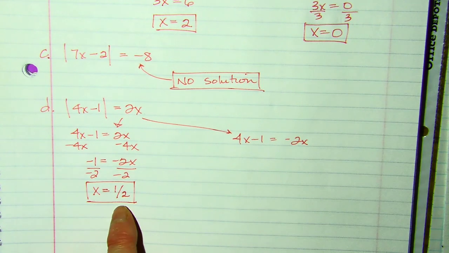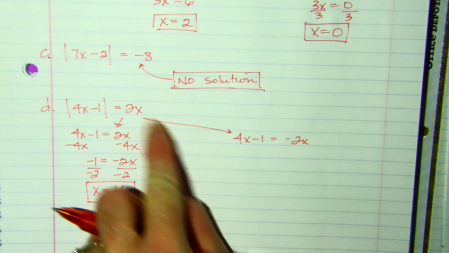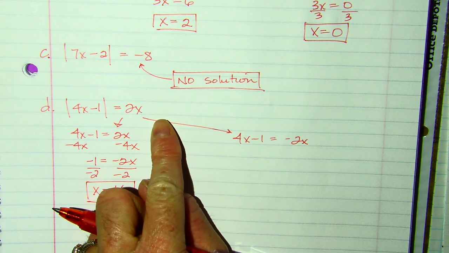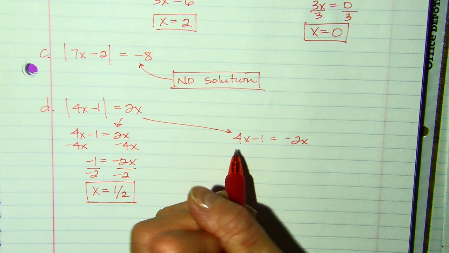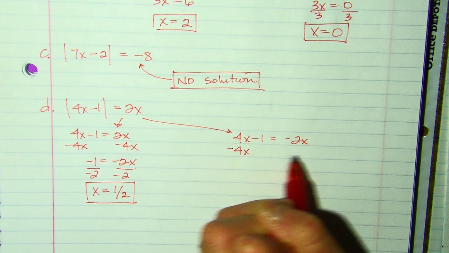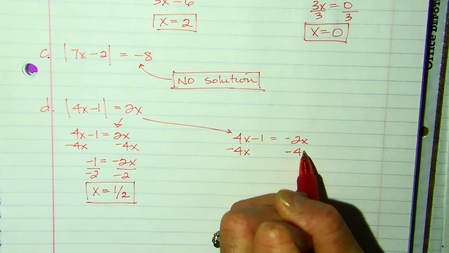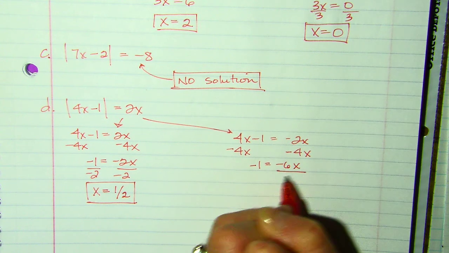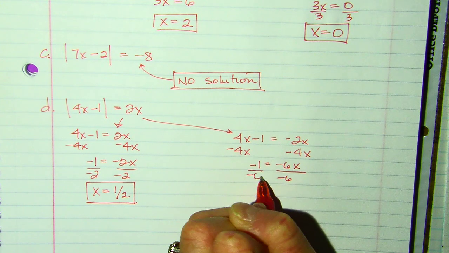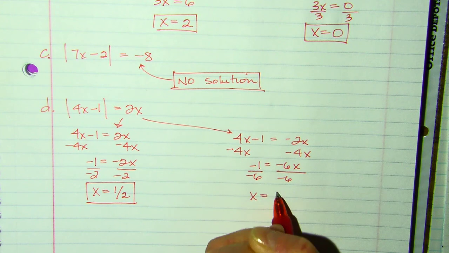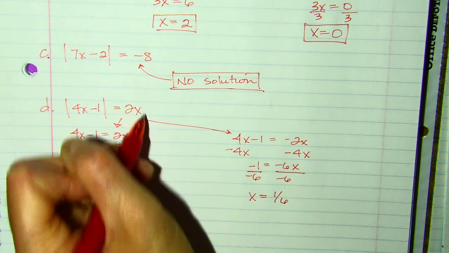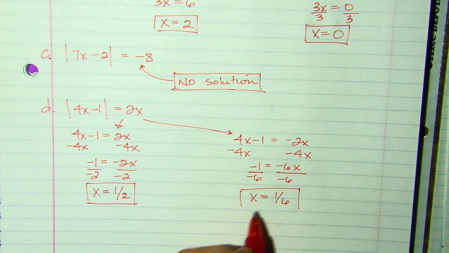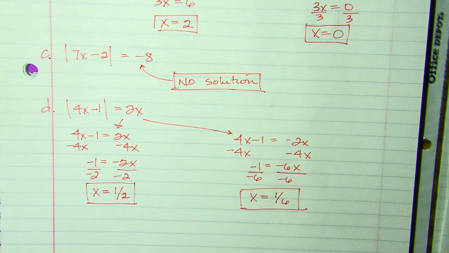I know this one will work because it's positive, so if I plug it in here, 2 times a positive number will give me a positive number. So if I subtract 4x here, I get negative 1 equals negative 6x. Negative 6 and negative 6 gives me a positive 1/6. And because it's going to be positive, I know that it could work. All right, we have quite a few more.